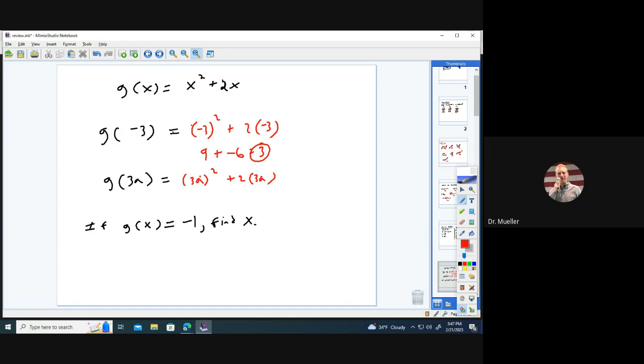Here we're going to put the 3a in for x. So we have 3a squared. That'd be 3a times 3a, which is 9a squared plus 6a. And that's as simplified as that's going to get.